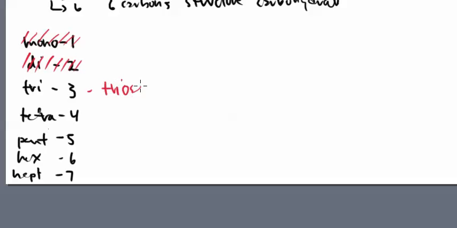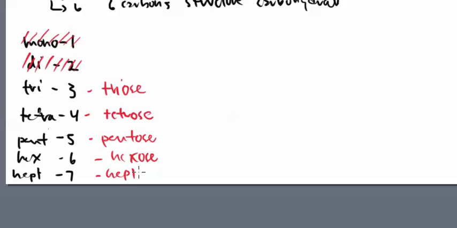Triose. 4 is tetrose. 5 is pentose, 6 is hexose, and 7 is heptose, right? So you've got to be comfortable with the classification schemes before we go any further. So once again, just another way that we can maybe identify a carbohydrate that we have on hand. So let's do an example. Let's put all of this to work.